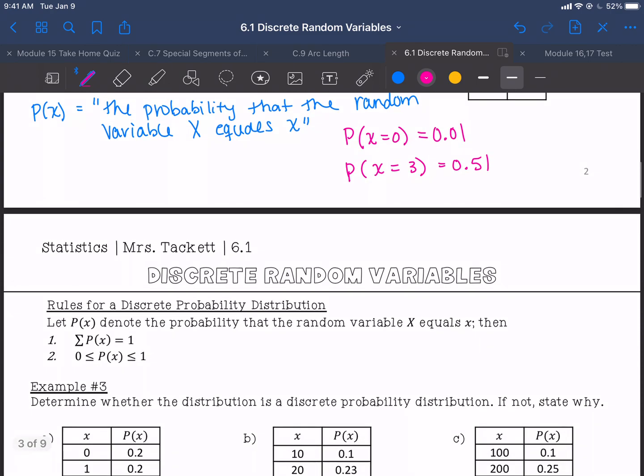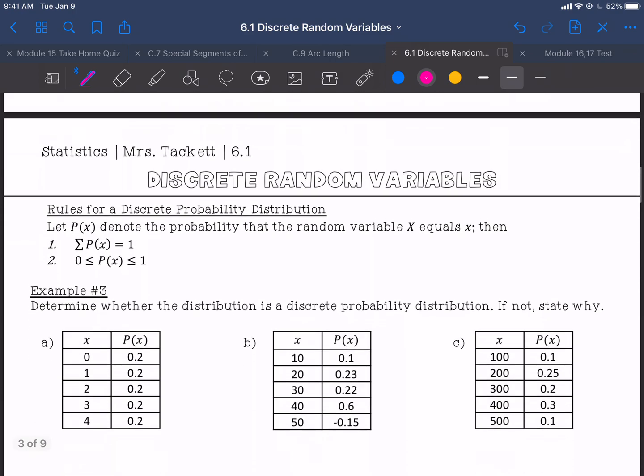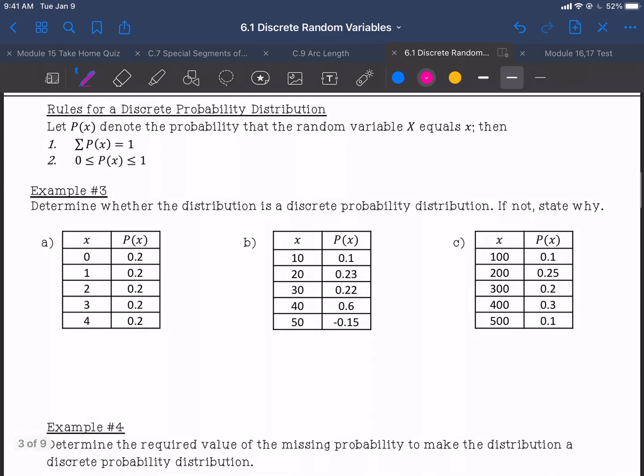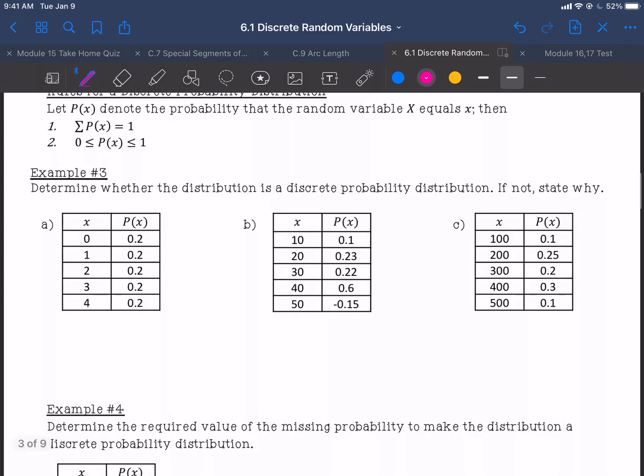All right, so some rules for discrete probability distribution, not anything new actually. If you remember, the sum of all of the probabilities occurring has to add up to 1, and the probability of each individual event has to be between 0 and 1 included, so it could be 0 or it could be 1. So here, example 3, determine whether the distribution is a discrete probability distribution. If not, state why. Well, we needed to satisfy those two things in order for it to be a discrete probability distribution.